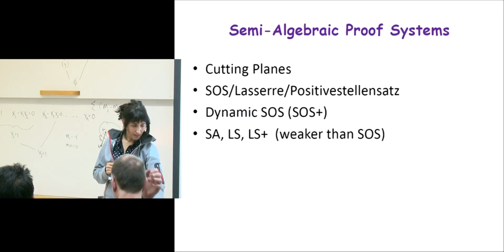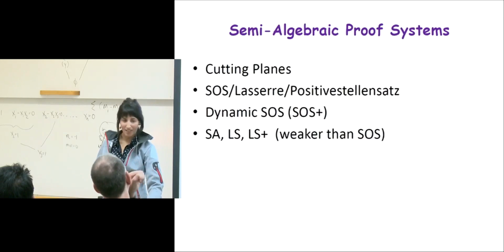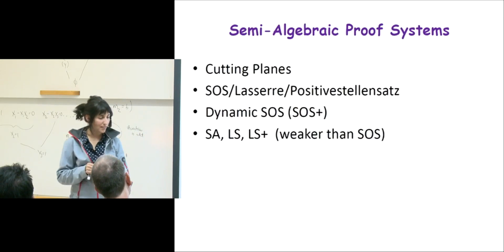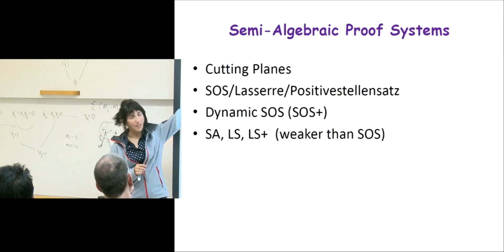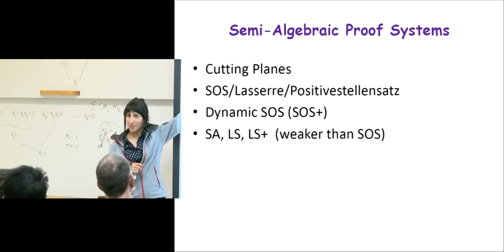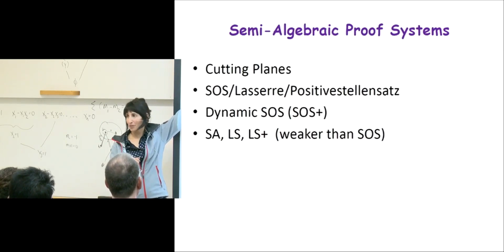There are a lot of semi-algebraic proof systems out there. Cutting planes is one. Sum of squares, Lasserre, positive Stellensatz: these are all almost the same, different names for a proof system. There are small differences between these, but they're more or less the same proof system.